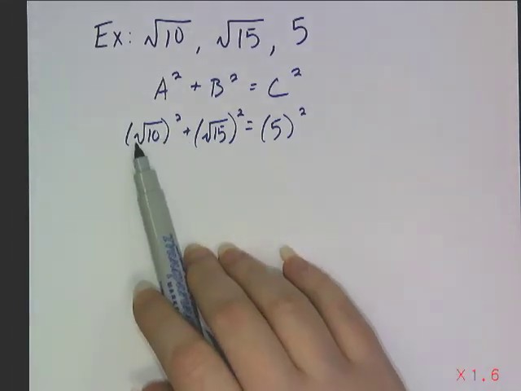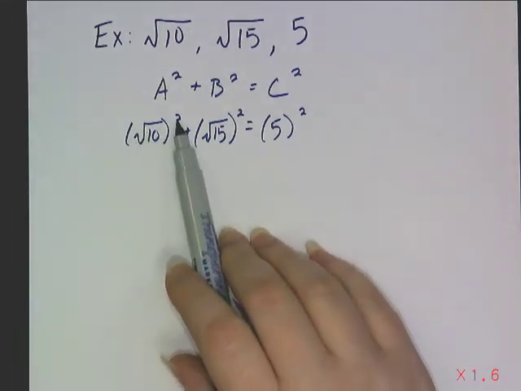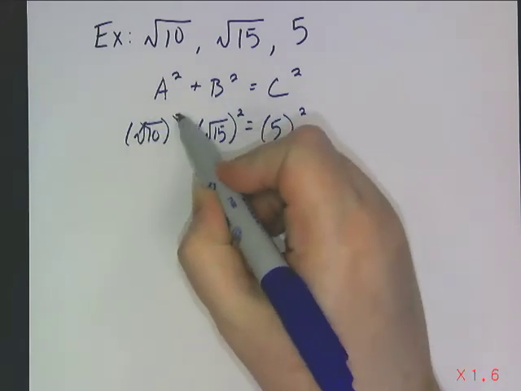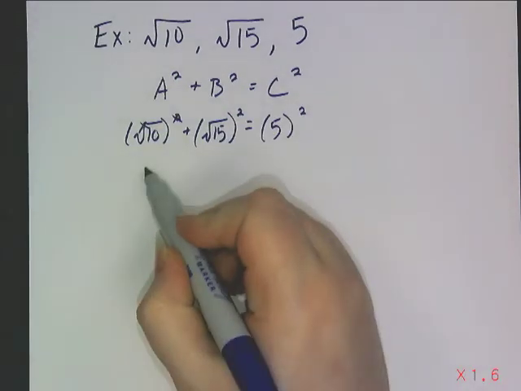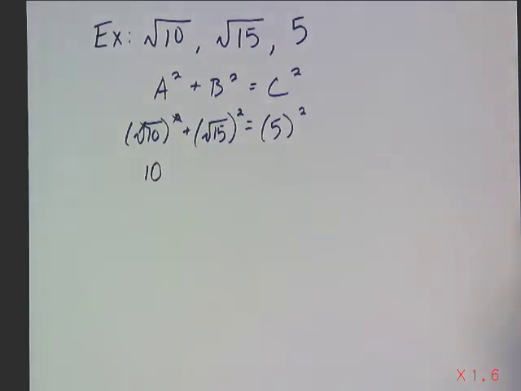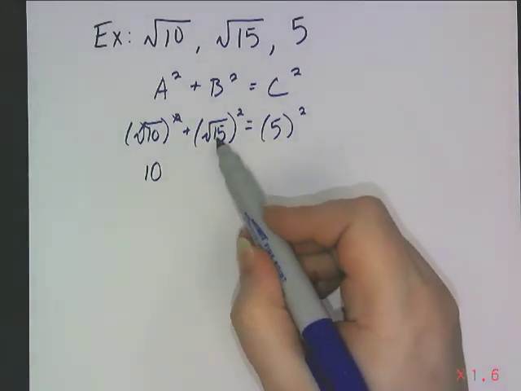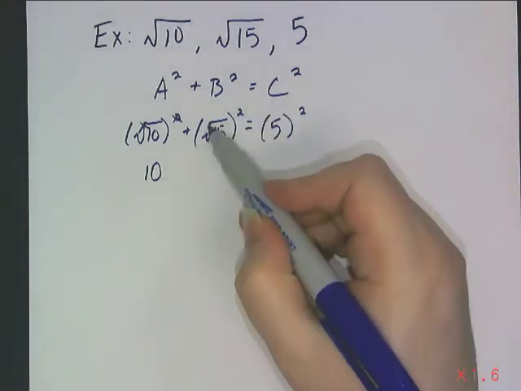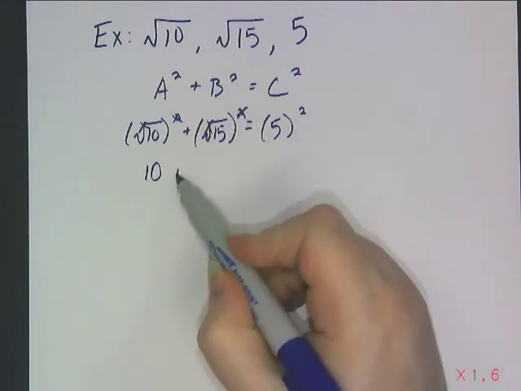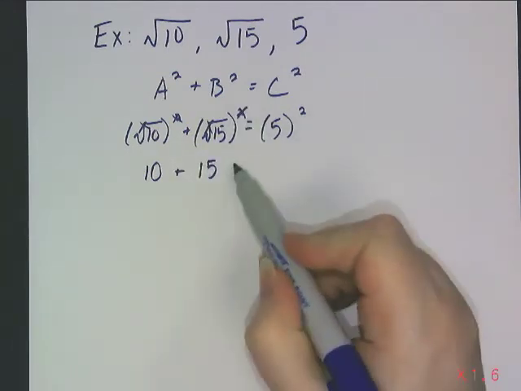So when I take the square root and then immediately square it right after, those are going to undo each other, and I'm going to be back to the 10 I started from. Same here. When I take 15, find the square root of it, and then square it, those will undo each other, and I will just have 15.